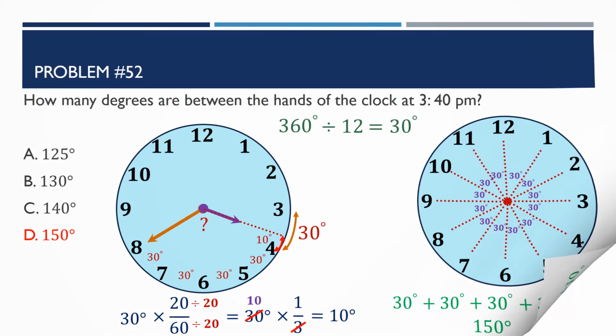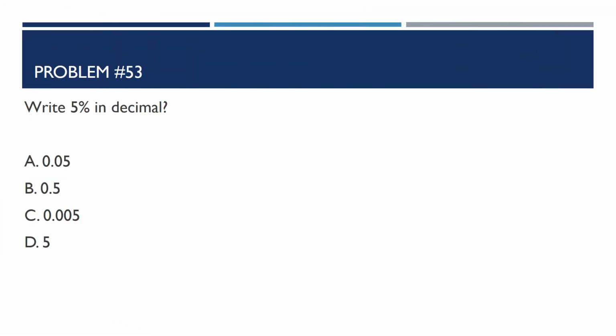Number 53. Write 5% in decimal. So the answer for this is 0.05. How do we convert this percent to decimal? Simply divide 5 by 100. So that makes it 0.05.